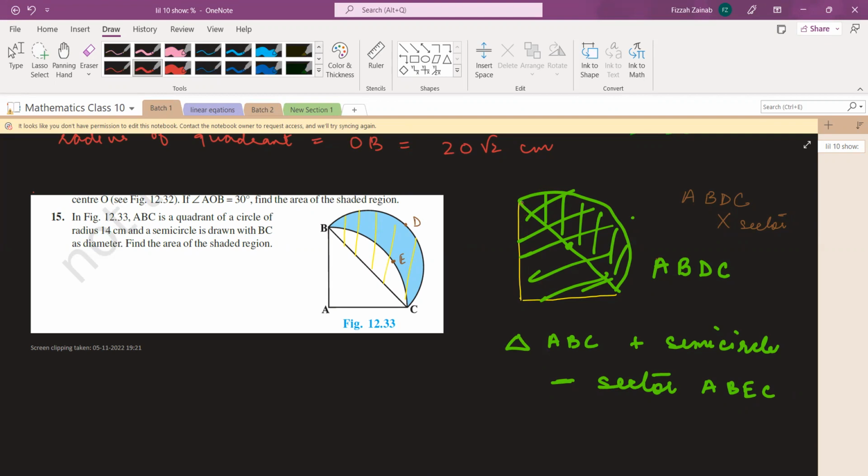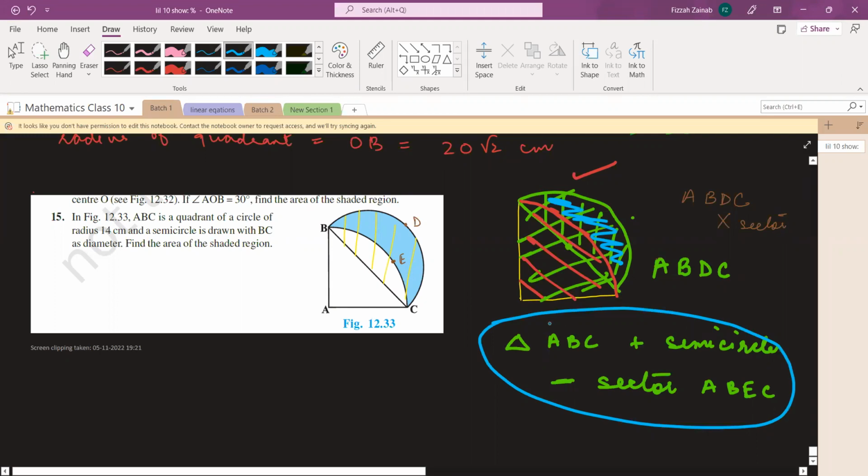See, sector is actually this. This is your sector, right? So this complete area you have already got. Now you subtract this sector area. So which area you will be left with? You will be left with only this much, right? So this is what you will do here.